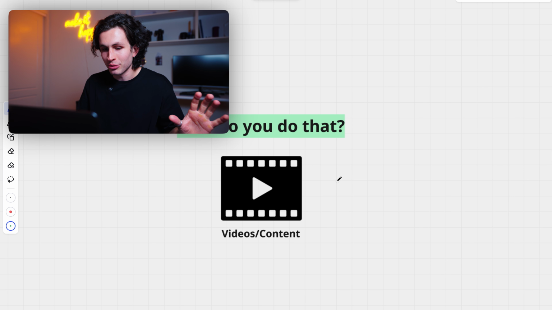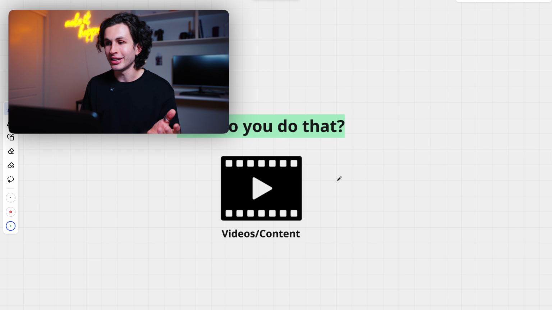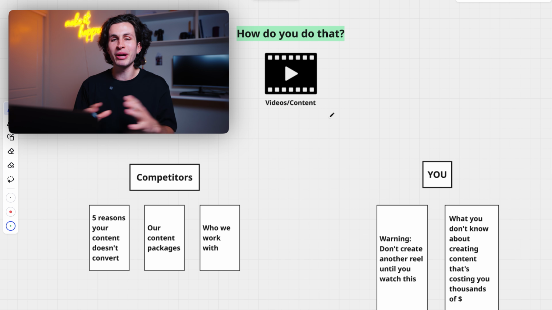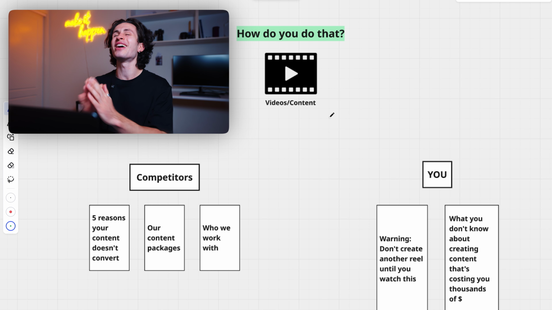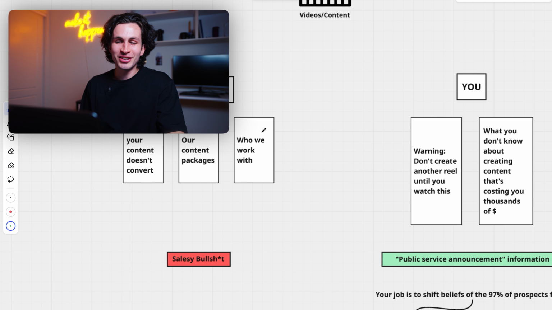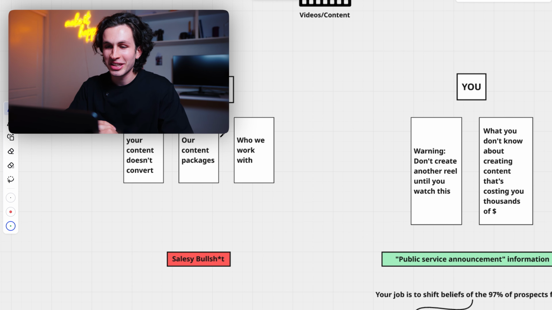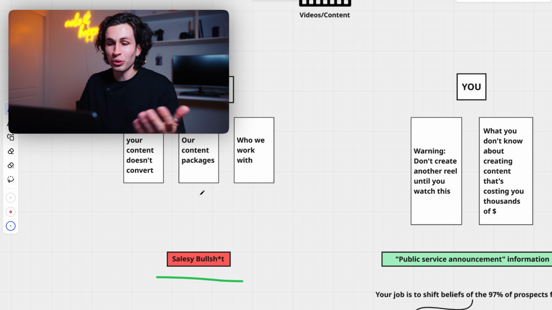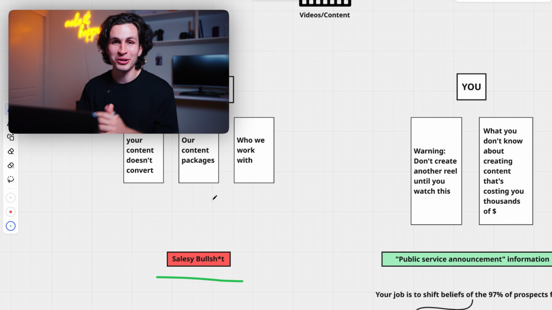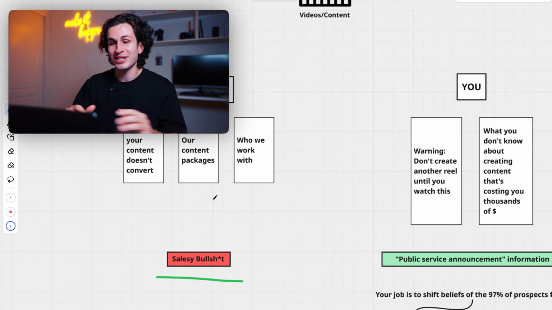Those are the two main mediums that we use as a content agency, building a personal brand to ultimately attract these sort of clients. So this is probably what your competitors are posting, because I see this all the time. 5 reasons your content doesn't convert. Our content packages, who we work with, all this shit that I just call salesy bullshit. It really is. Like, you're just talking about you. No one gives a fuck about you. To be frank, no one actually cares.